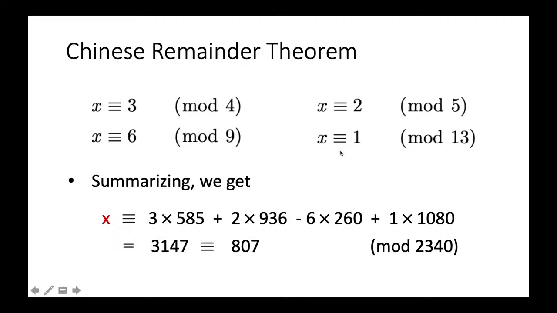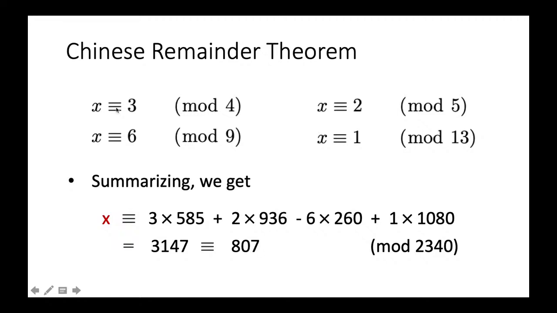It works. But then, because 4, 5, 9, 13 multiplies to 2340, any number that is the same as 3147 modulo 2340 will work. And 807 is one such number.